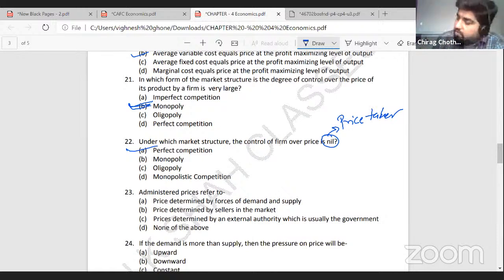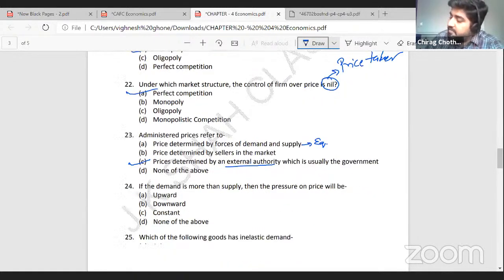Okay, so let's look at the options. Price determined by the forces of demand and supply? No, then it will be called the equilibrium price, not administered price. Price determined by the sellers in the market? No, then that will be called price domination. Price determined by an external authority, which is usually the government. So whenever government fixes the price, it will be called administered price. I hope you are very clear on this, guys. Please remember this, an MCQ can be asked on it.